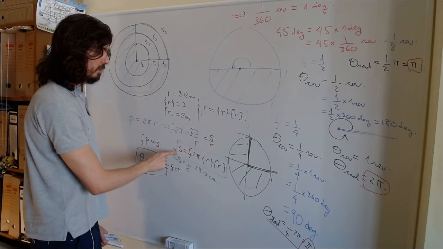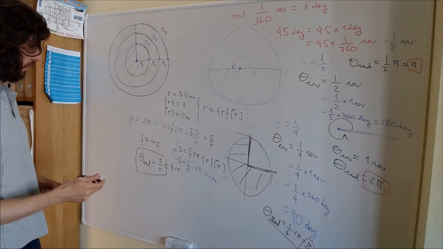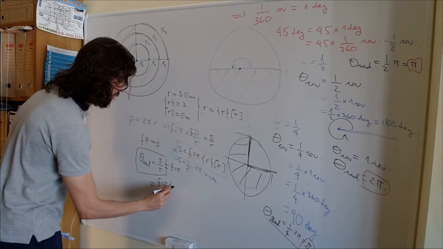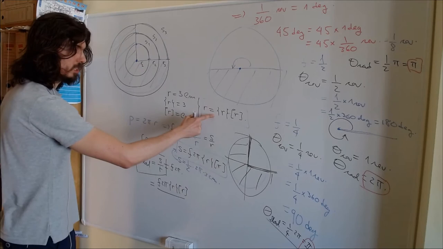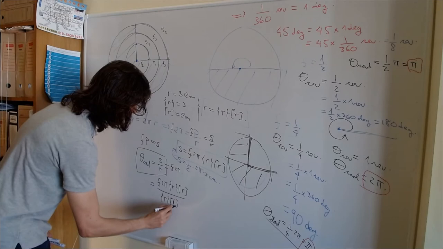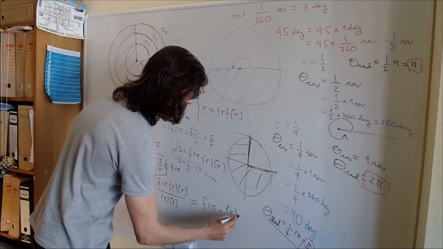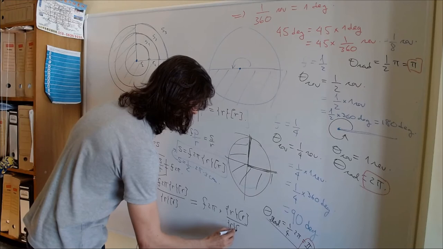Well, if we can make the dimensional analysis for S and R, we can make it for theta rad. Let's do it. For theta rad, S is just substituted, so it's F times 2 pi times the magnitude of R times the units of R, divided by what's written here: the magnitude of R times the units of R. Let's just rearrange, and you have F 2 pi times this. The magnitude of R, units of R.